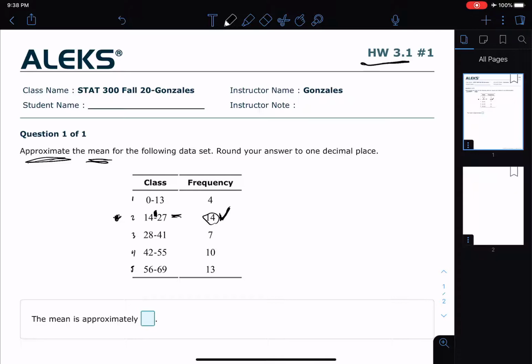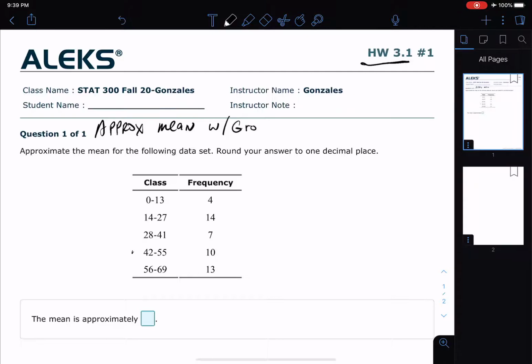Let's get rid of some of this stuff I just wrote down. That is our goal, and this is basically called approximating the mean with grouped data.